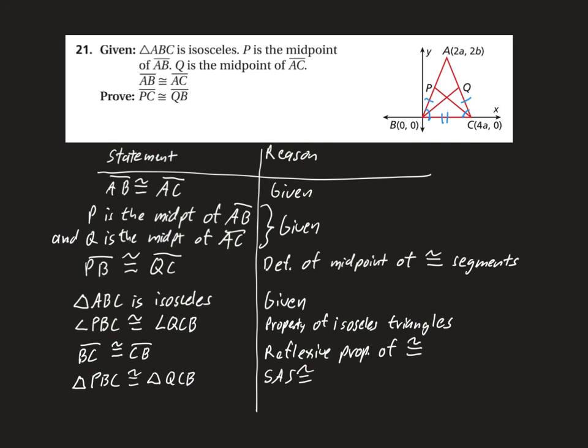Now that we've proven that those two triangles are congruent to each other, we can now say that PC is congruent to QB because corresponding parts of congruent triangles are congruent.